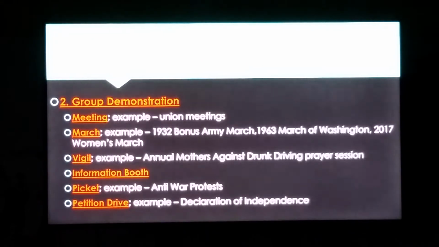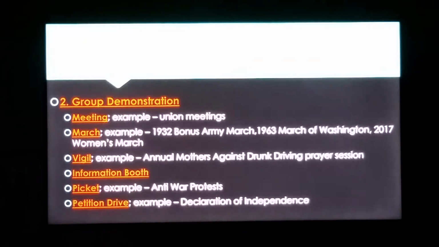You could picket. A picket line is like a strike, but literally you'll march around where you're striking or whatever. Or a lot of anti-war protests form picket lines in front of military installations or that sort of thing. Or you could do a petition drive.